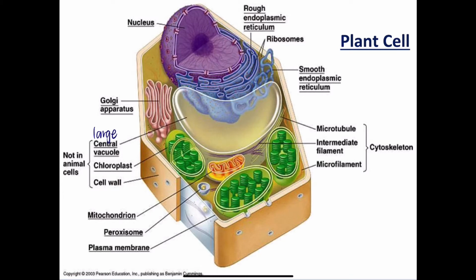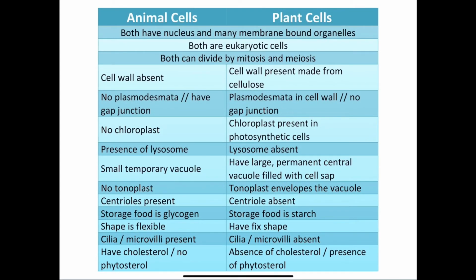So itu fungsi plasmodesmata. So plasmodesmata ini kita jumpa di plant cell sahaja, di cell wall of plant cell, tidak ada di animal cell lah. Okay, animal cell have gap junction, while plant cell have no gap junction.